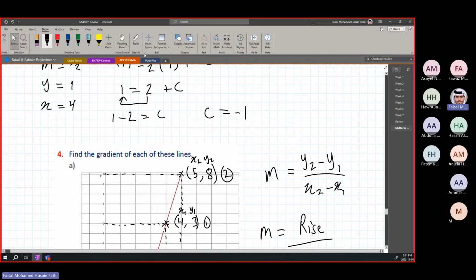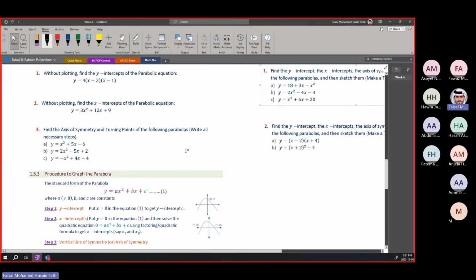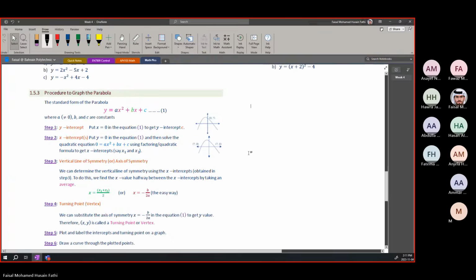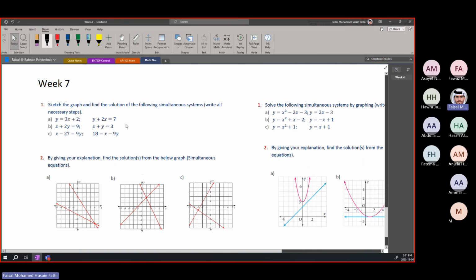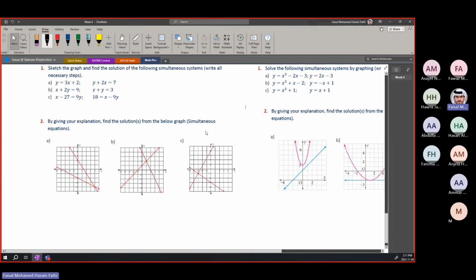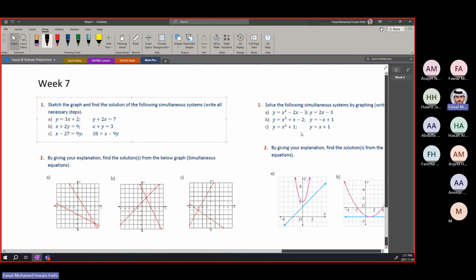That's it for quadratic. Last week, which is week 6, or week 7, sorry, simultaneous equations. I'm going to just go directly into a linear and a quadratic if you want, because it's the same exact concept.